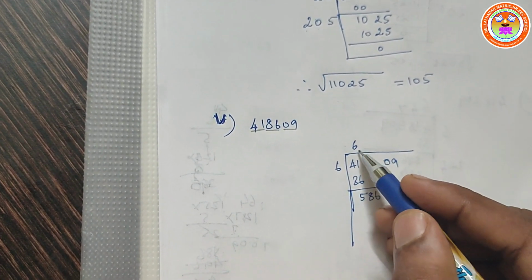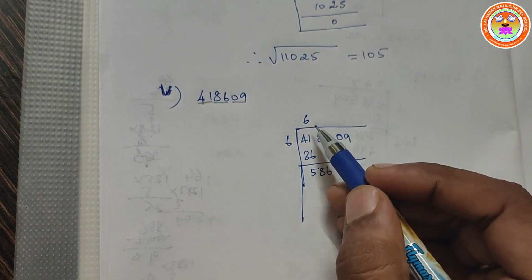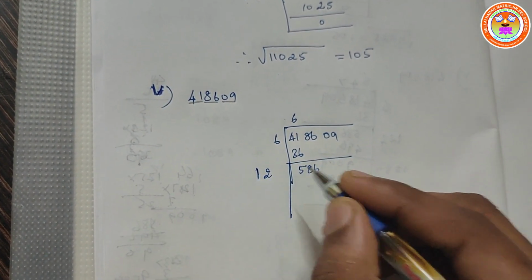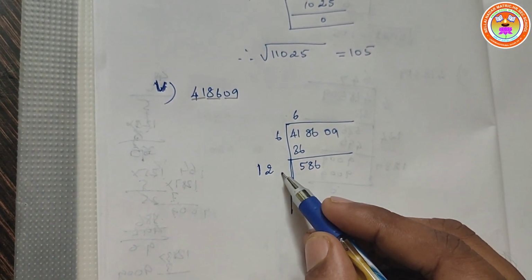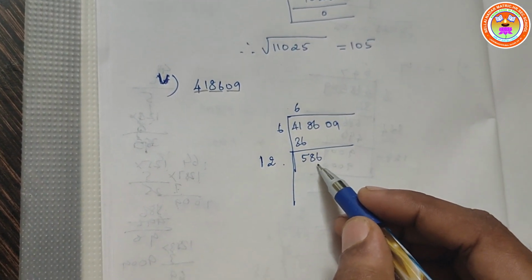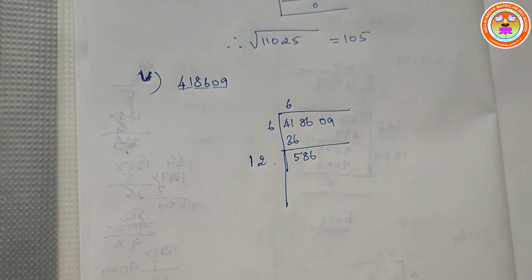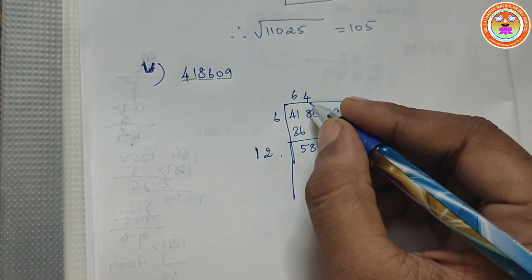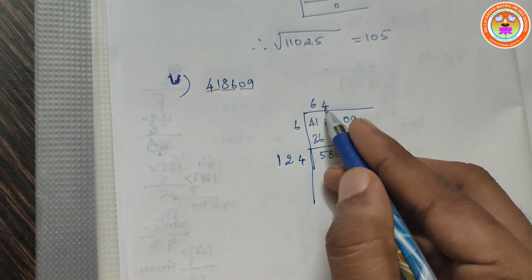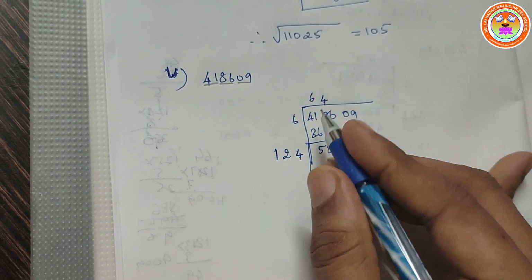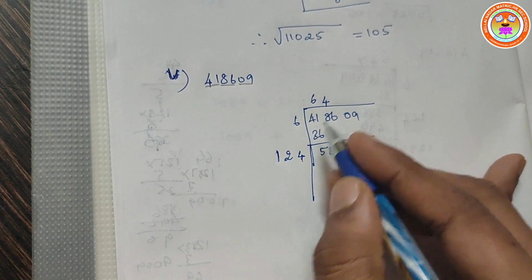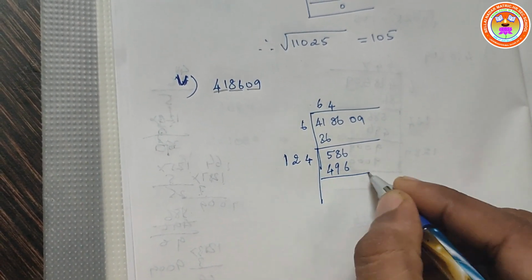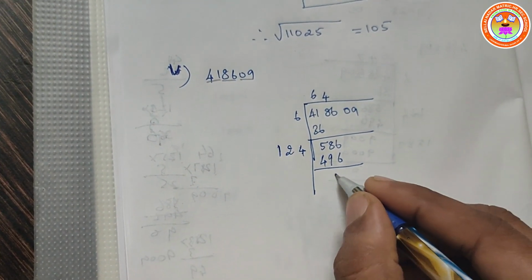As I said earlier, in the quotient place, you have to multiply with 2. 6 2s are 12. You put it here in this place. And which number we have to put here to get 586 or less than this 586? So I have chosen 4. The same 4 you have to put here also, and you multiply. 4 4s are 16, remainder 1. 4 2s are 8, 8 plus 1 is 9. 1 4 is 4. And if you subtract, you will get 90.